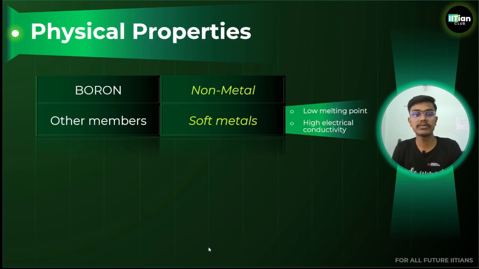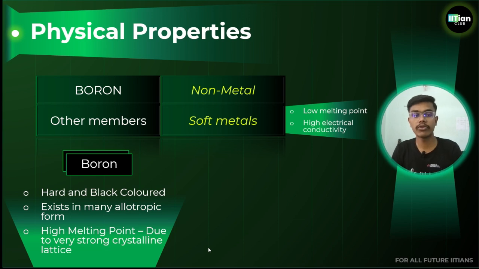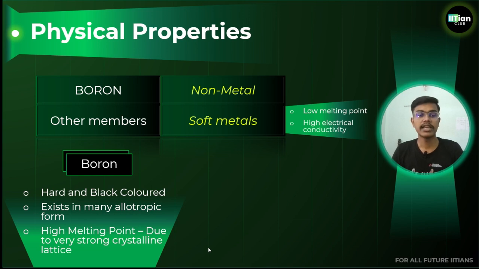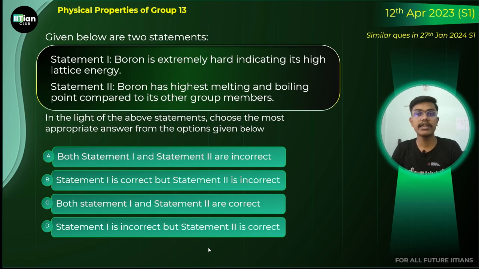Physical properties of group 13: boron is a non-metal and all other members are soft metals and they have low melting point and high electrical conductivity. Speaking about boron, it is a very hard crystalline, black colored non-metal. It exists in multiple allotropic forms and it has a very high melting point due to its very strong crystalline lattice. This was tested once in 2023 and 2024.